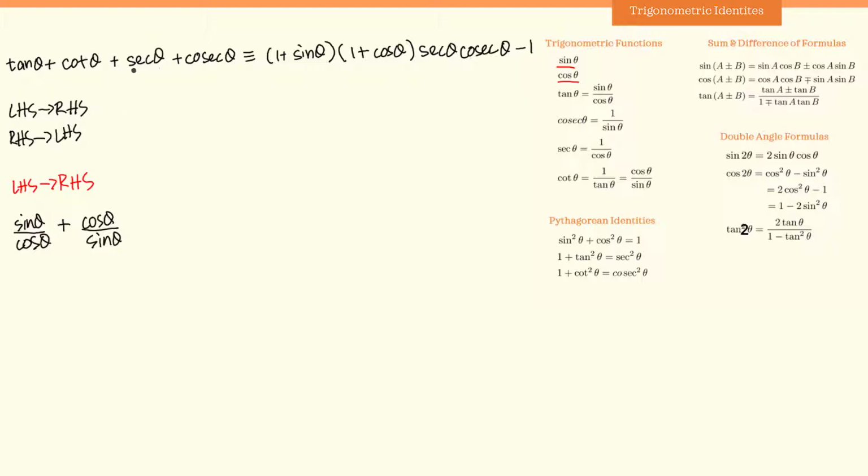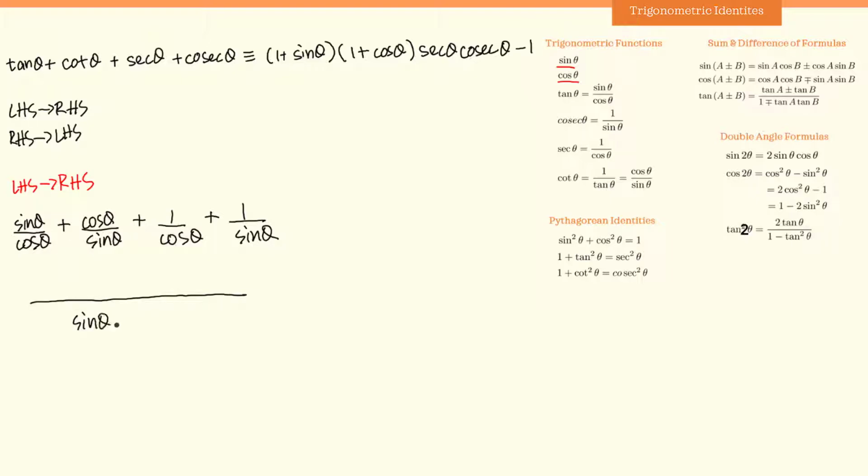Similarly, in place of sec theta, I'll write 1 upon cosine theta. So plus 1 upon cosine of theta. And in place of cosec of theta, I'll write 1 upon sine of theta. The next step, if I want to bring these terms into this form, you can see that this expression over here is in a single fraction. So I'll combine all these fractions by taking LCM. The LCM of all of these is going to be sine theta cosine theta.